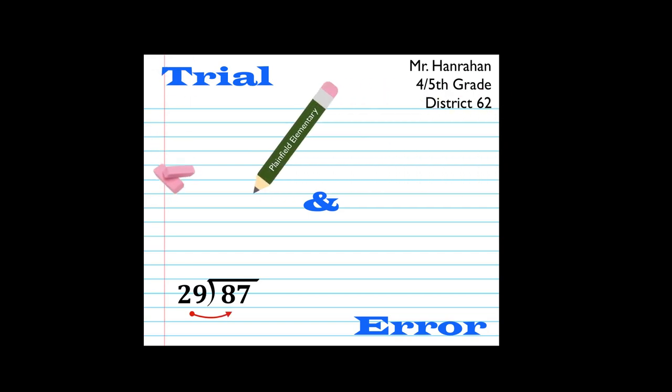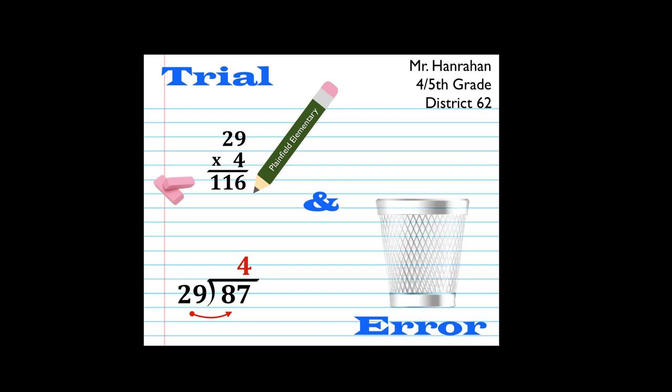So I'll go ahead and get out my pencil, make sure I have plenty of erasers. And we'll go ahead and multiply down. 29 times 4 is 116. I know that's way too high. So probably what we're going to need to do is get rid of that and then go ahead and maybe try 3. 29 times 3 is 87. And there you go.